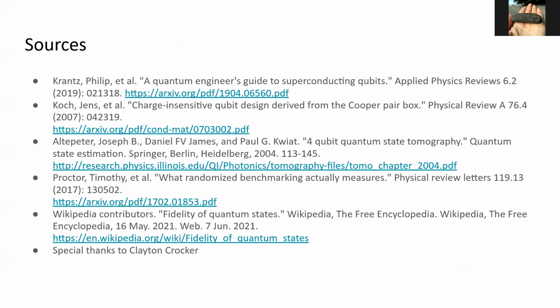And these are my sources. The first source, A Quantum Engineer's Guide to Superconducting Qubits, was by far the most useful and comprehensive source. The second source here is the original paper that introduced the Transmon architecture. This third source is a summary of quantum state tomography. This fourth resource is about randomized benchmarking. I also used some material from a Wikipedia article on fidelity of quantum states.